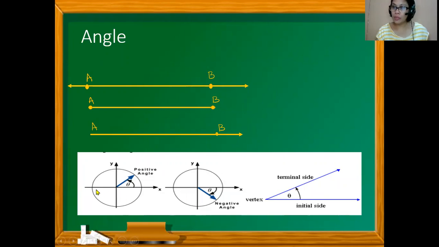Now, if the rotation of the terminal side is counterclockwise, the angle is positive. So this angle is positive since its rotation is counterclockwise. Otherwise, it's negative if its rotation is clockwise.